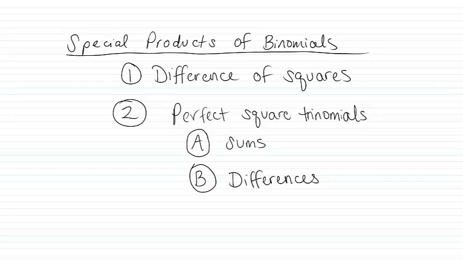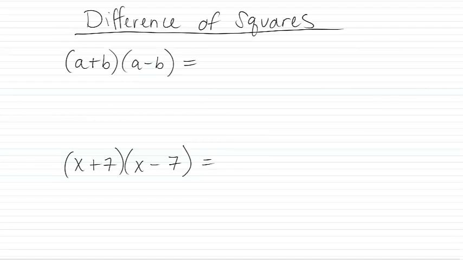And we're going to talk today about special products of binomials. There are three types of special products. We have a difference of squares, which we've talked about a little in class so far already. And then there are perfect square trinomials, and those fall into two different categories. We can have perfect square sums or perfect square differences. So we're going to start by taking a look at difference of squares.